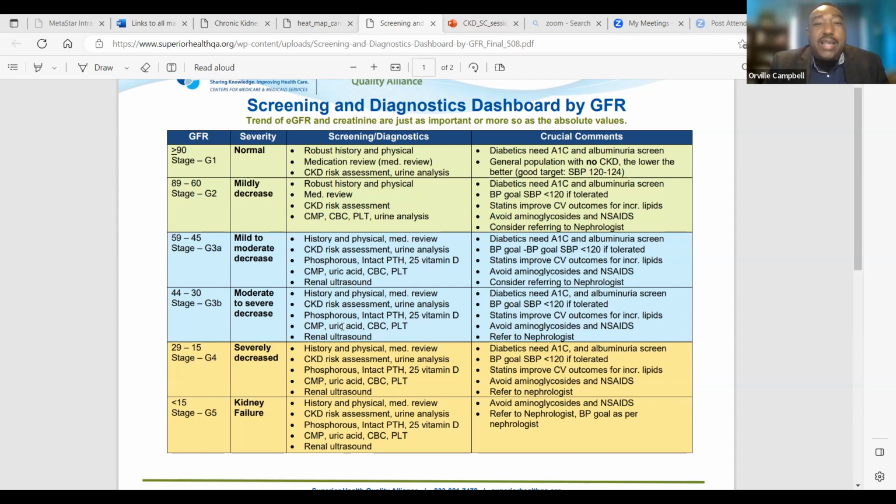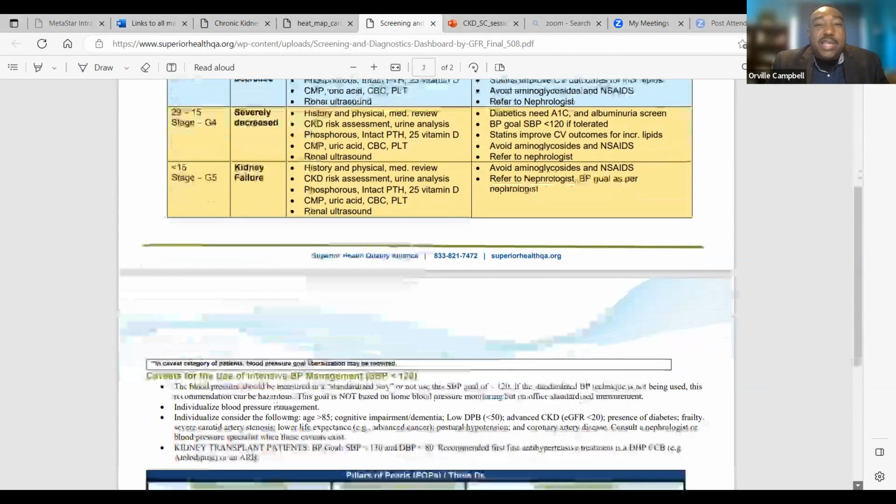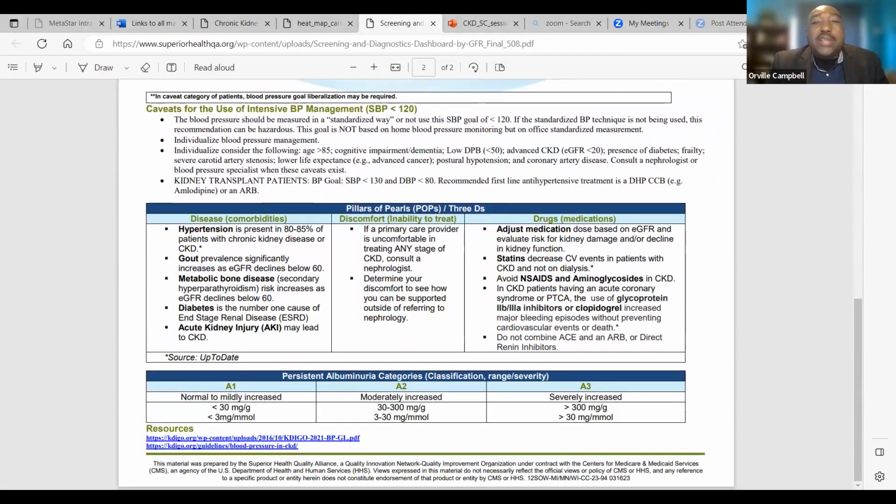What screening and diagnostics? Okay, history and physical is going to always be there. But you do at that point need to get a kidney ultrasound, uric acid, 25 vitamin D, intact PTH. Why is it important, for example, to get a uric acid at that point? It's important because at a certain loss of GFR, you're going to start to see an increase of uric acid in the blood, and you're going to begin to see more gout. And of course, you want to screen for albuminuria.